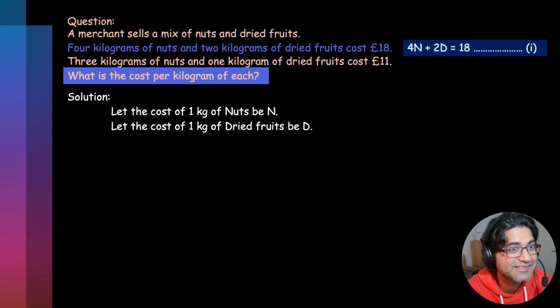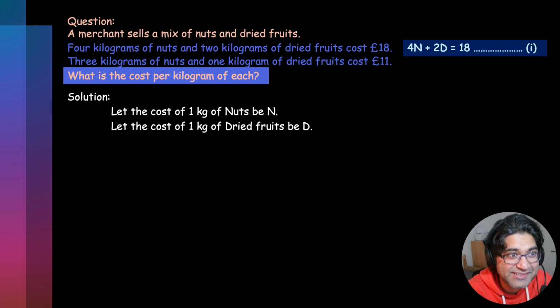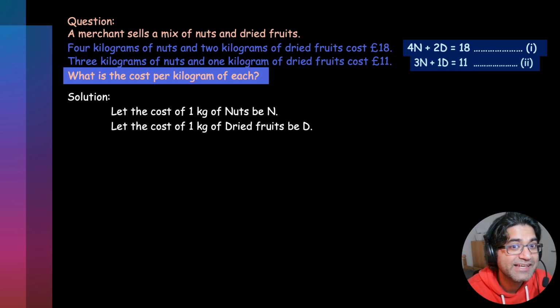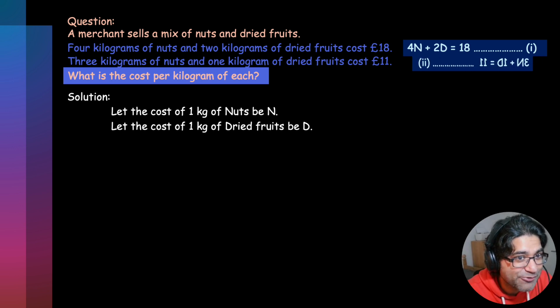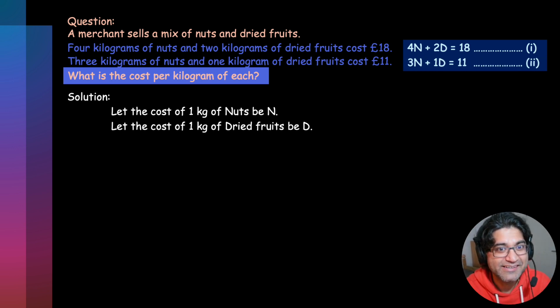So what will be our second equation based on the second statement? 3 kilograms of nuts and 1 kilogram of dried fruits cost 11. So 1 kg of dried fruits is d, which is already here as d, and 1 kg of nuts is n, which means 3 kg of nuts will be 3n. So together as a combination, this will become 3n plus 1d equal to 11, right?